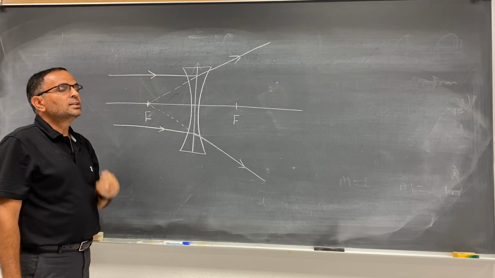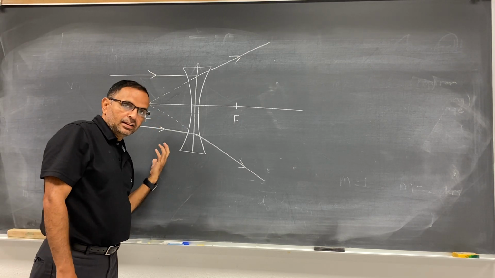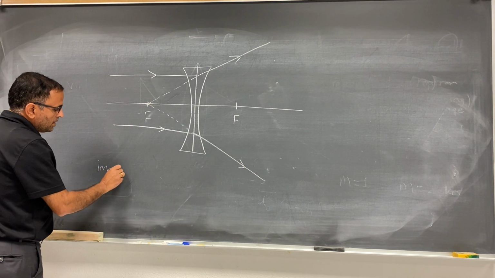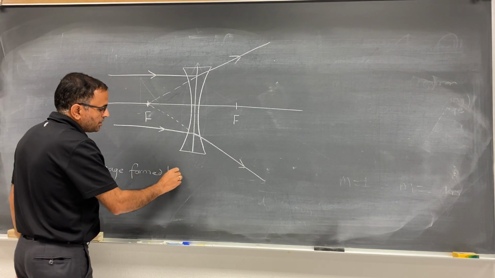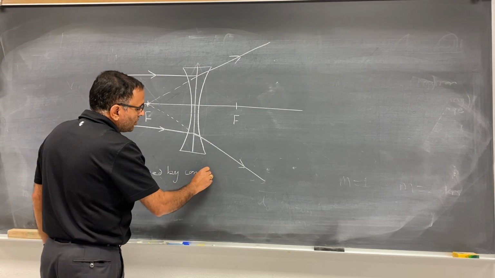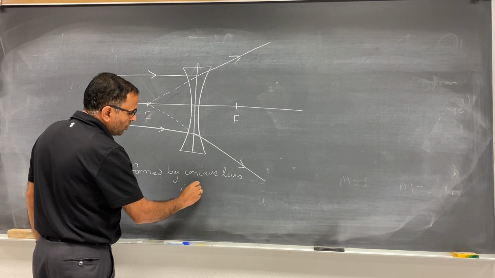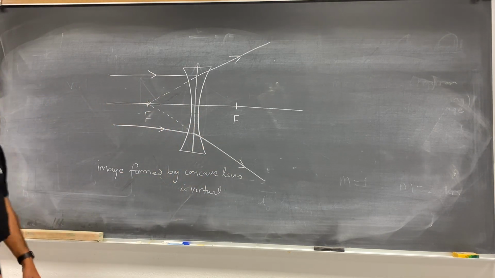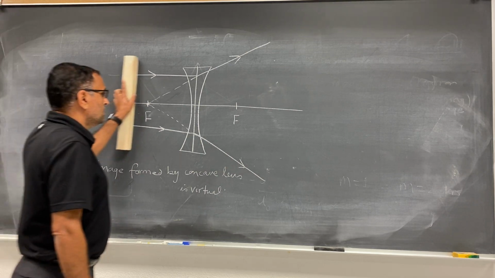That is why this lens is called the diverging lens. And the image formed by a concave lens is a virtual image. Okay, that's it. So this is about the concave lens. So you don't need more than this about the lens.